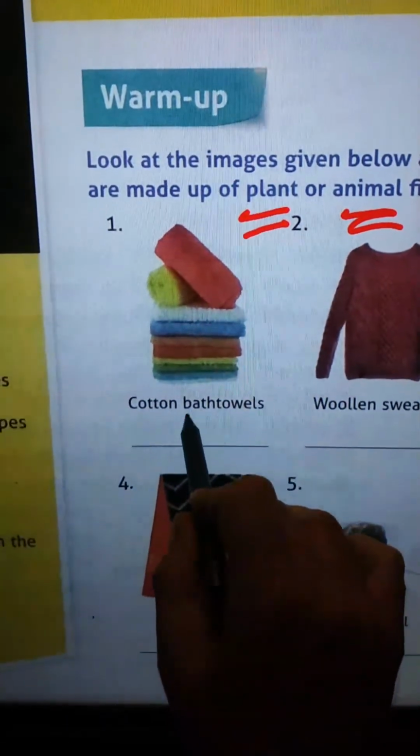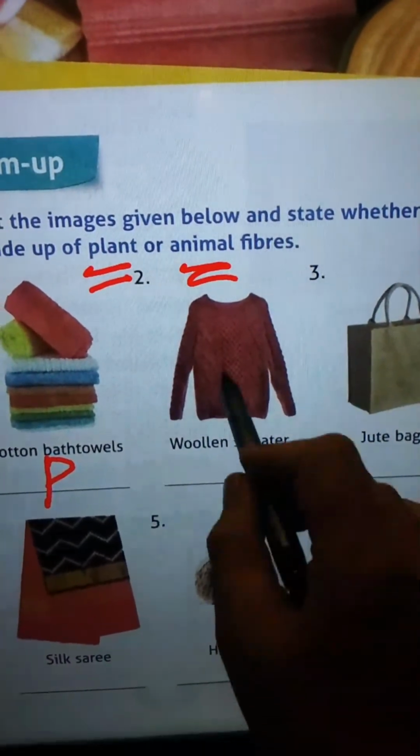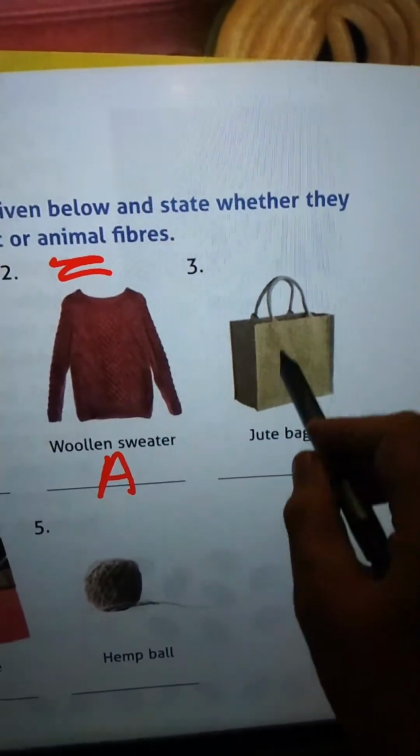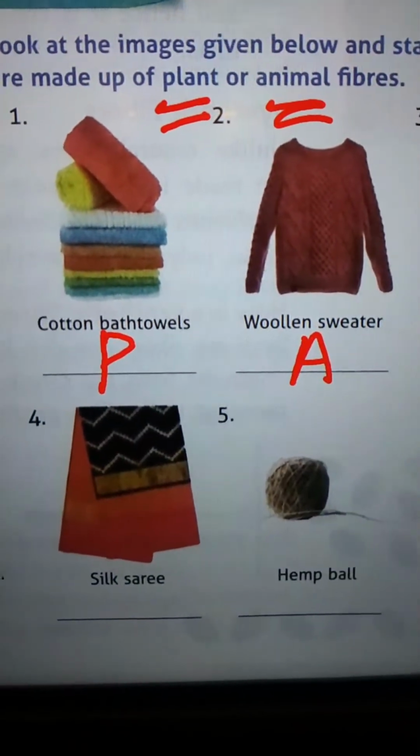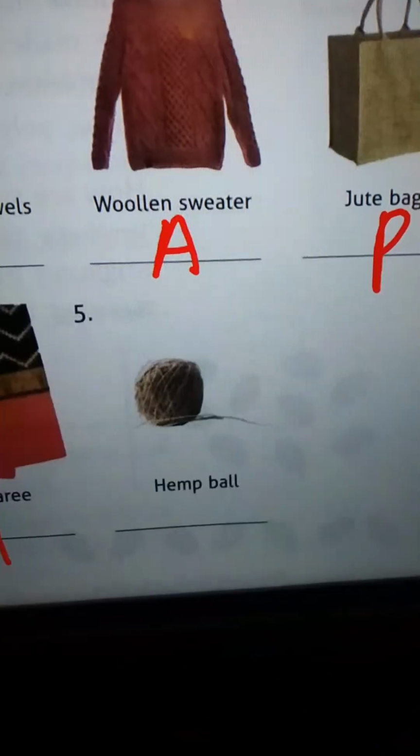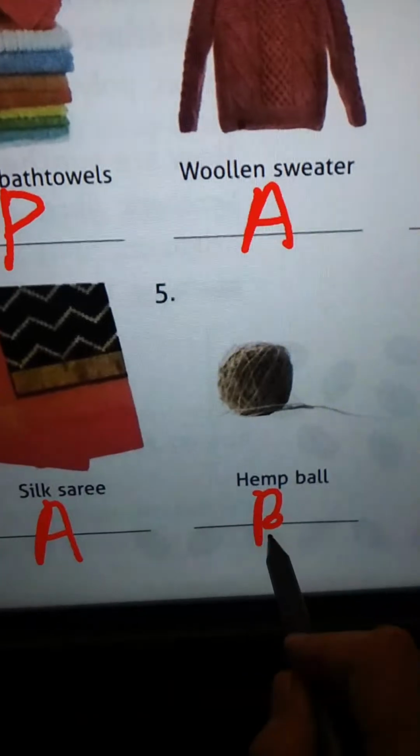So let's write in short. P means plant. Woolen sweater. Wool is made up of animal, so animal fiber. Then next one is jute bag. Jute is a plant product, so it is a plant fiber. Next is silk sari. The silk sari is made up of silk, which is made by silkworm. So we can say it is made up of animal fiber. And the next is hemp ball. Hemp ball will be what? That is also a plant fiber.